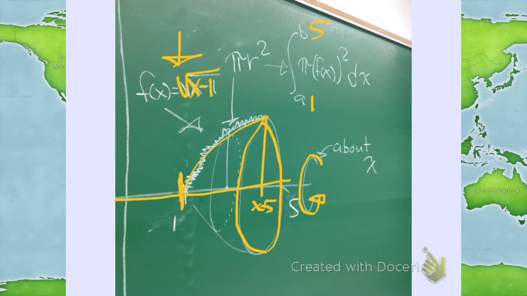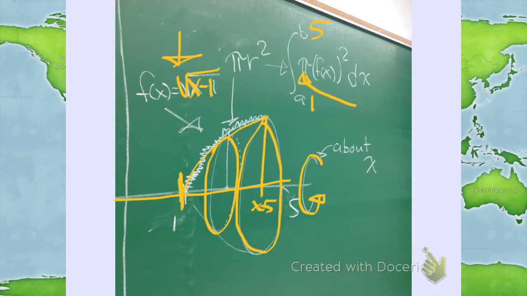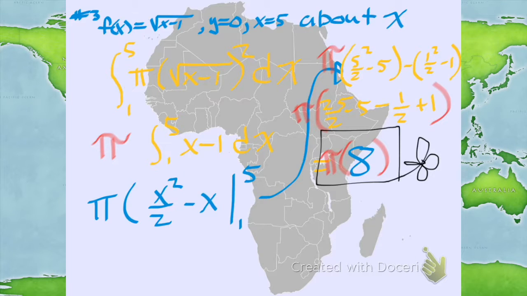And then we spin it. So what's the area of a circle? Because we're making these little circular slices. That's pi times our function squared. That's what we're getting.